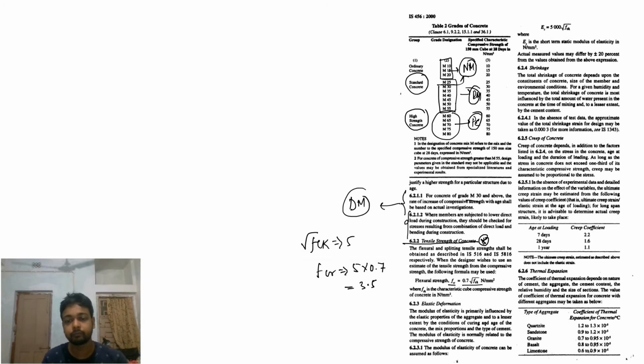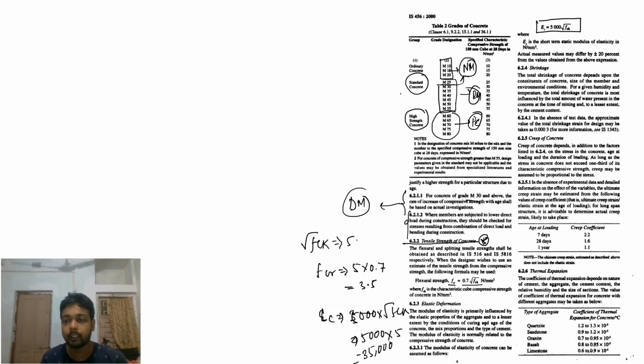Elastic deformation. They are asking what is the value of Ec, that is 5000 root fck. Same pattern, root fck is 5. So Ec is 5000 root fck. That means 5000 into 5, that means 25,000. Okay. Shrinkage.